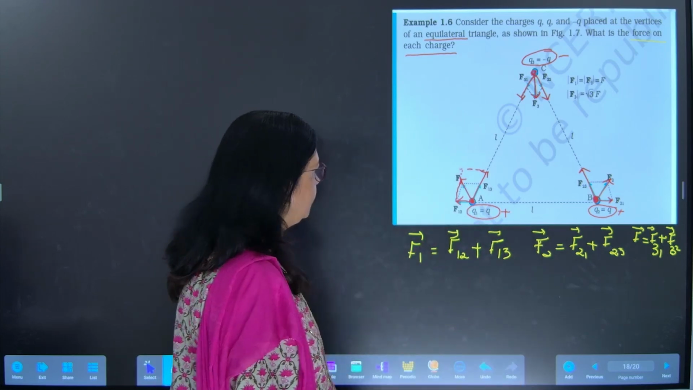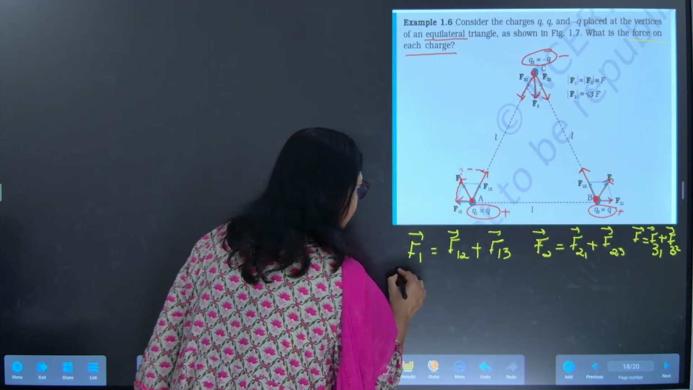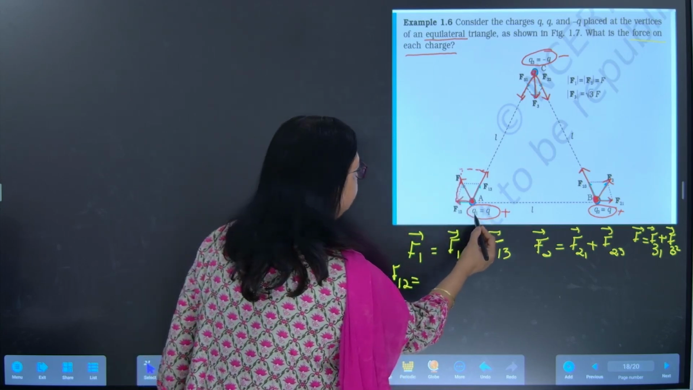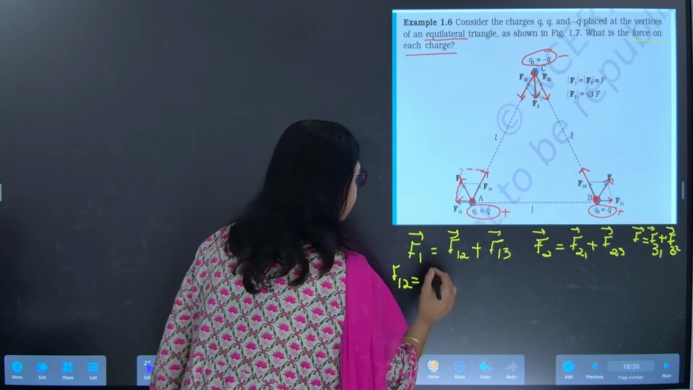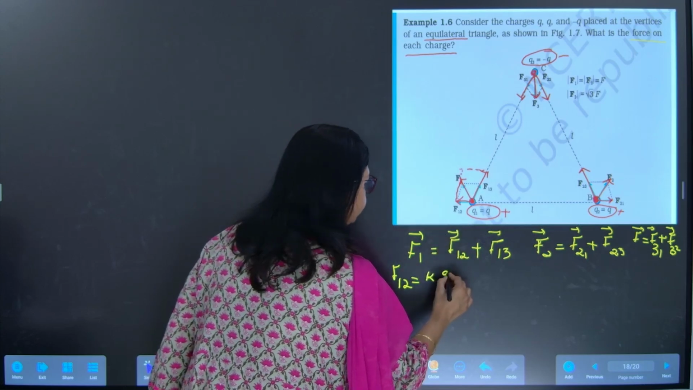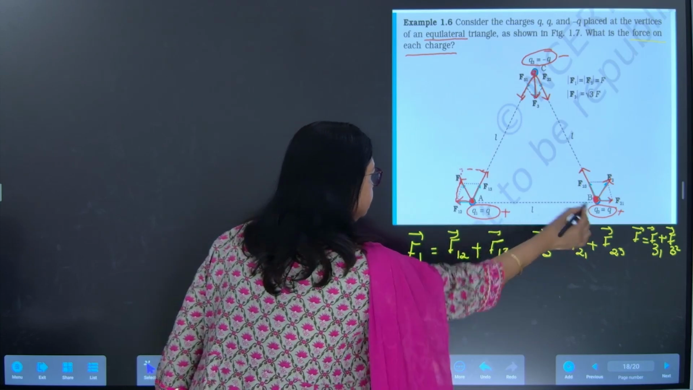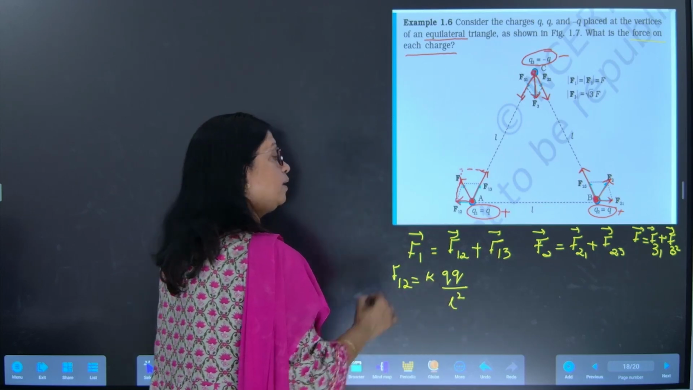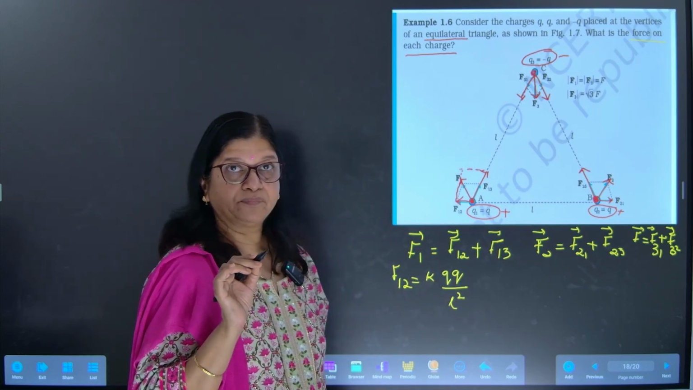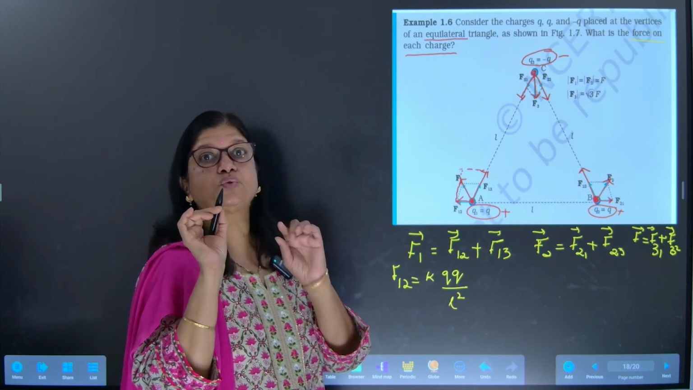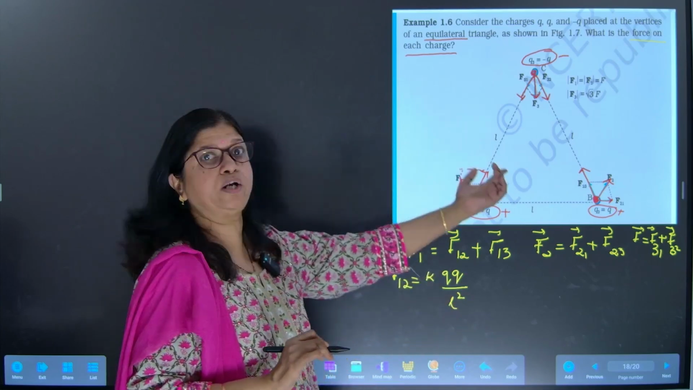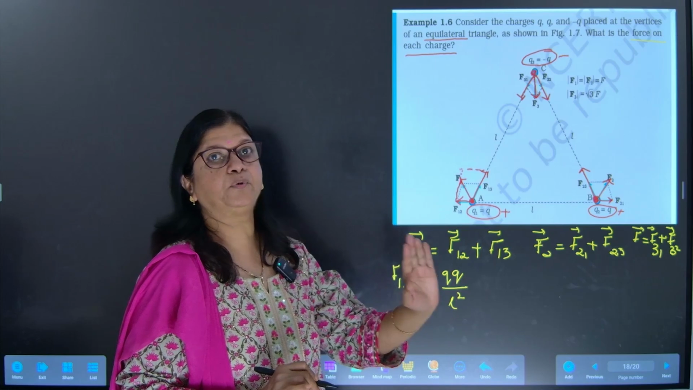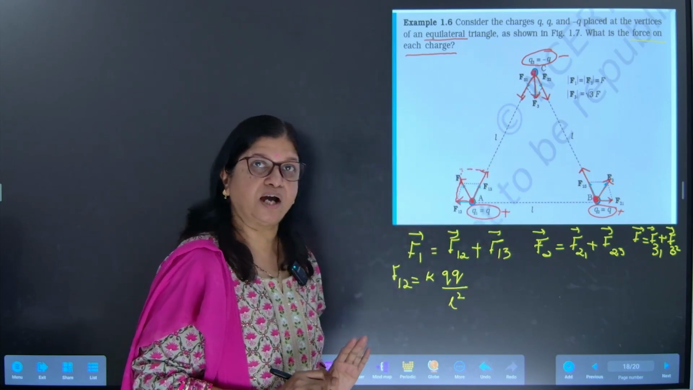Now let us go to their magnitude. We'll just write the magnitude of F12. What is the magnitude of F12? Where is 1? Here. Where is 2? Here. What are those charges? K, first charge is Q, again Q here, and the distance between them as shown is L, so L square. Now when we are writing the magnitude, remember that we should never multiply the polarity, because already we have considered the directions. So do not multiply the polarity for negative charge Q.